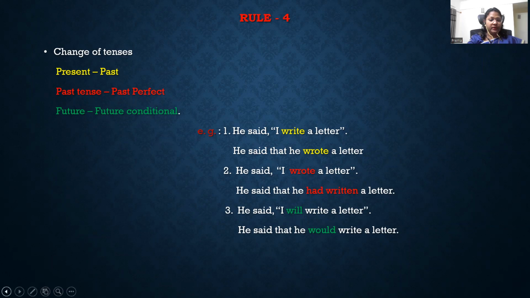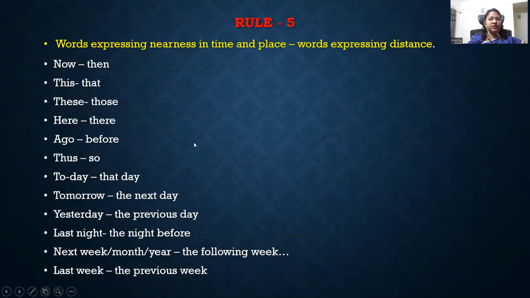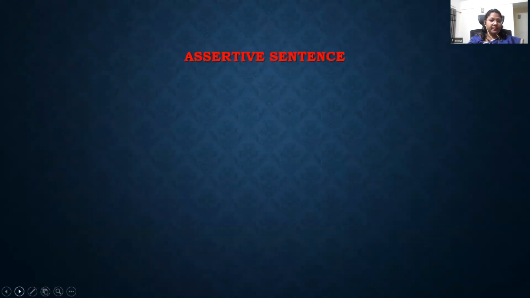So this is rule number 4, and then rule number 5 is that words expressing nearness in time and place will be changed into words expressing distance. There is a list of words. You should memorize it. You should learn it by heart. Some of the words I have given here, for example, now will be changed into then, this, that, these, those, here, there, ago, before. So it goes on like this. So this is rule number 5. All the 5 rules should be applied when you are changing the direct to indirect speech.